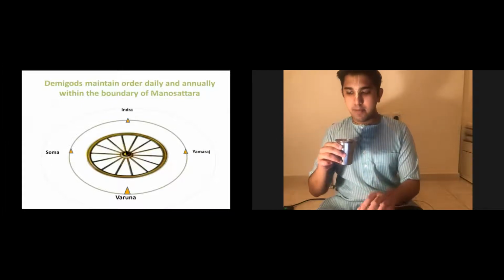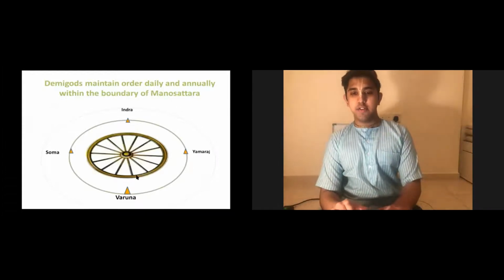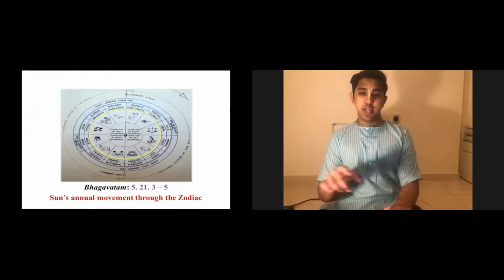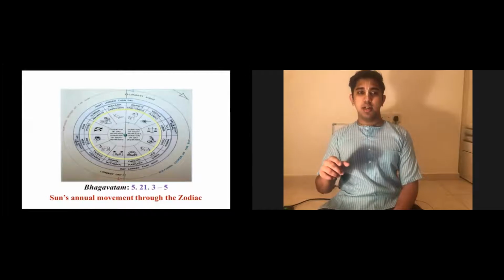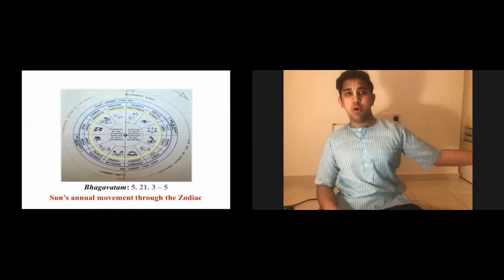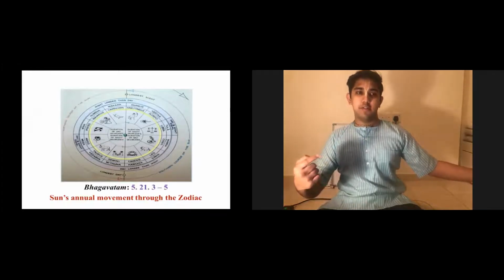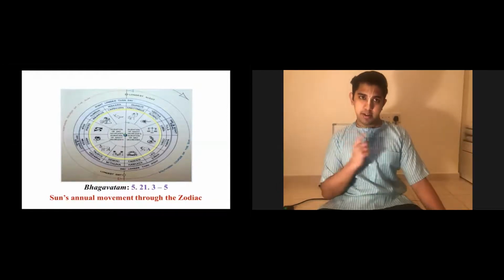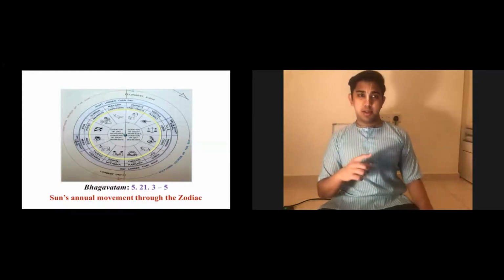The orbit of the sun is maintained just like the chariot wheel, which is divided into the 12 zodiac signs. And the sun travels annually through the zodiac. Now it's very interesting. The sun travels with Mount Meru on its left. So it's actually traveling from east to west, and it's traveling in an anti-clockwise manner. But as per the zodiac, the sun travels in a clockwise manner.